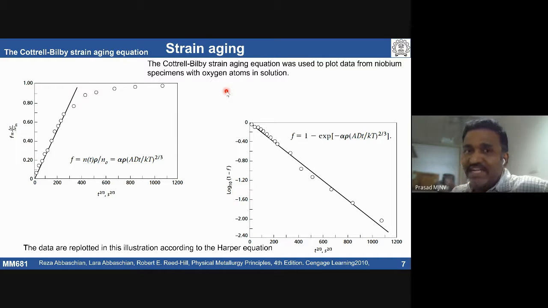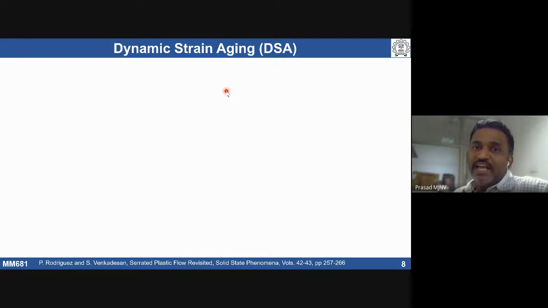What we talked about is static strain aging. We also see dynamic strain aging. The name itself indicates that the aging happens during deformation. That is called dynamic strain aging. This is another important phenomenon which we see in many materials.